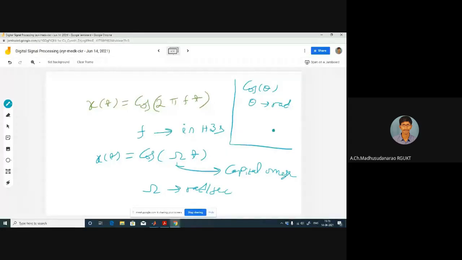Similarly, you can think about this one. Frequency is in per second, and second inverse is hertz. This is the capital omega notation we are going to use for analog frequency in radians per second, where omega equals 2 pi times f. Here f is in hertz. This is our analog frequency in radians per second, and f is our analog frequency in hertz.